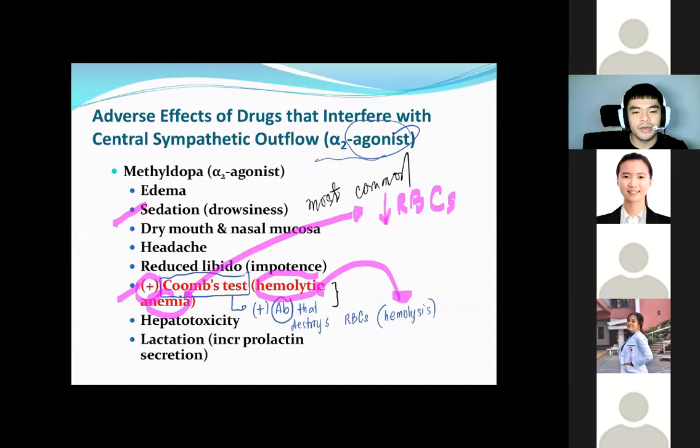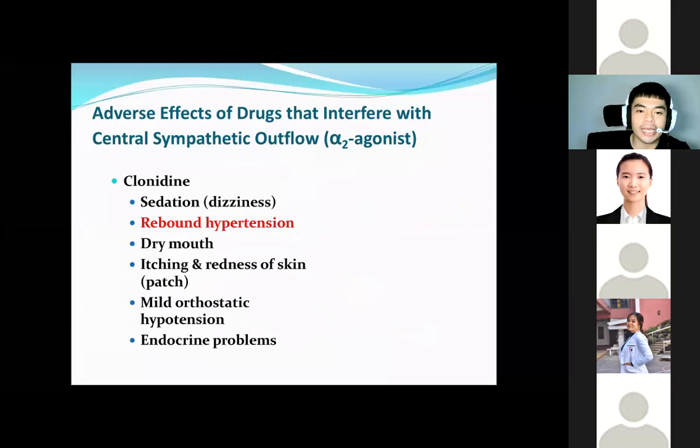So very good. Finally, we are on the last slide. Ang important lang sa clonidine na adverse effect ay rebound hypertension. O yan na lang ang tandaan nyo kay clonidine. Okay? So clonidine can cause rebound hypertension. So paano ba nangyayari ang rebound hypertension caused by clonidine?